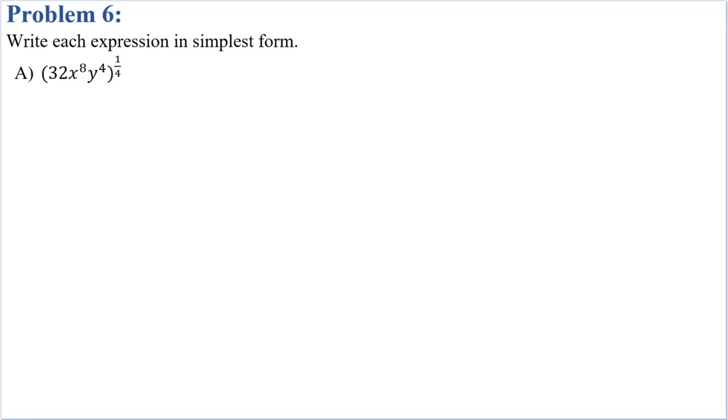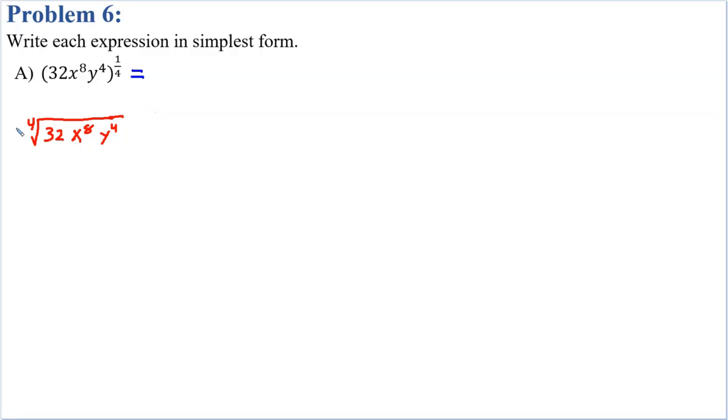The next thing we're going to do is utilize rational exponents to simplify problems. Problem 6: write each expression in simplest form. This whole expression to the fourth power is the same thing as the fourth root of 32 x to the 8th y to the 4th. That's something we already dealt with. I could just simplify from here, but it's going to be a little simpler if we leave it in exponential form. We'll show you some shortcuts we can take.